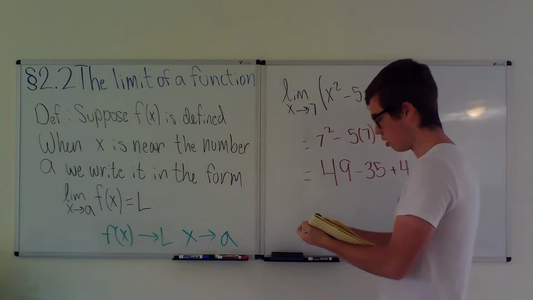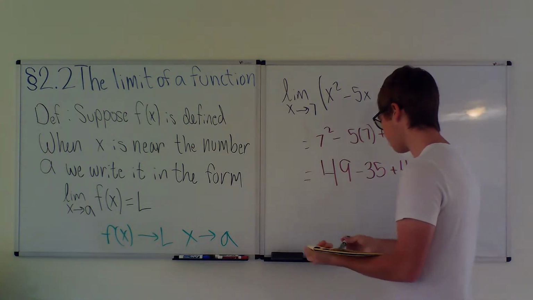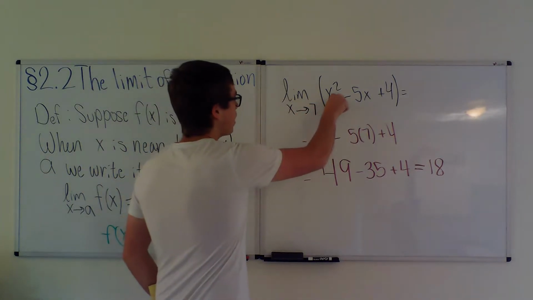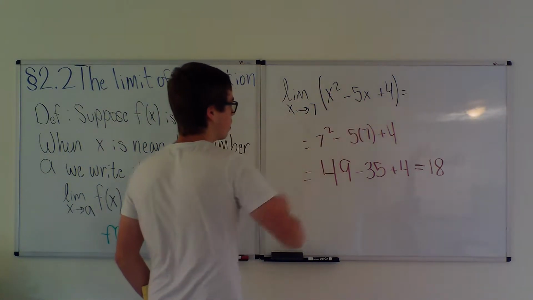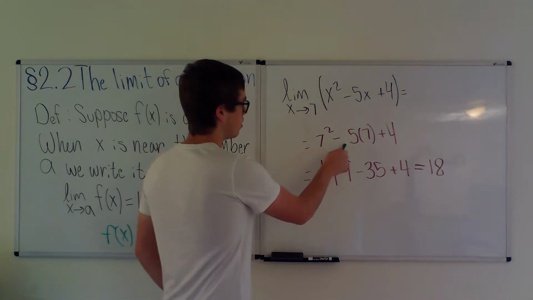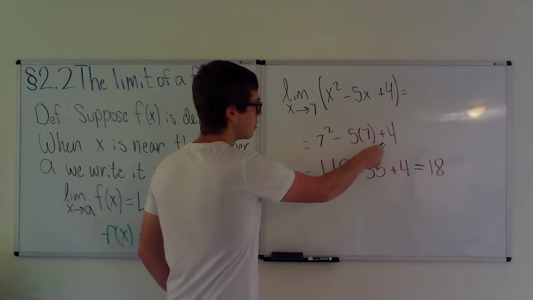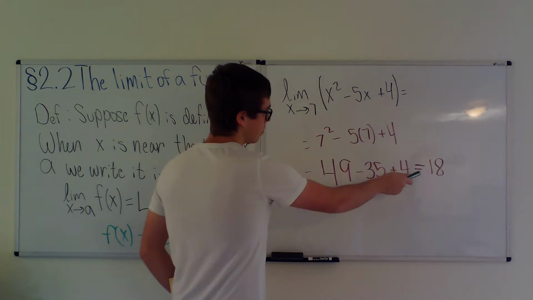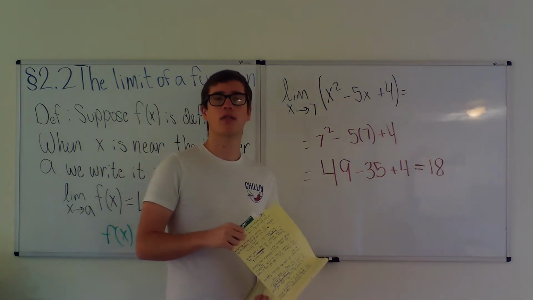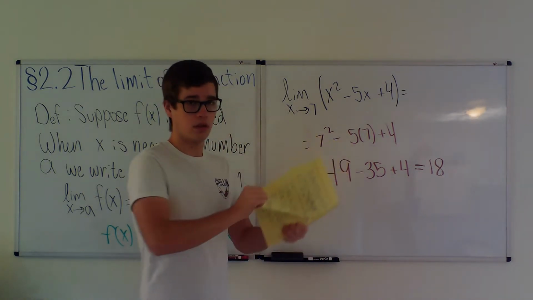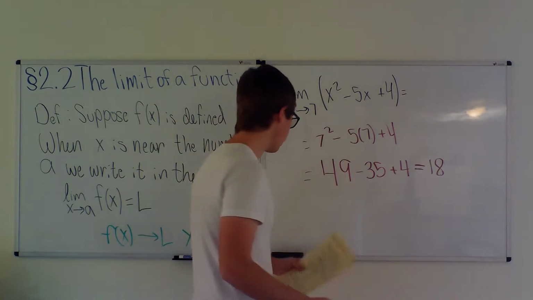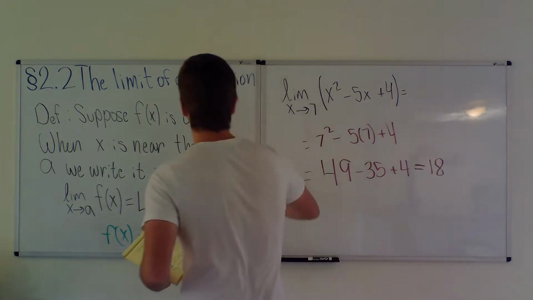So now let's look at it with some numbers. We have our limit as x approaches 7 of x squared minus 5x plus 4. So we plug in 7, right? 7 squared minus 5 times 7 plus 4, that's 49 minus 35 plus 4. That equals 18. So you just plug in 7, correct? Well, for this one, you can. But you can't always just plug in the numbers. So here, I'll show you an example of where you can't just plug in the numbers.